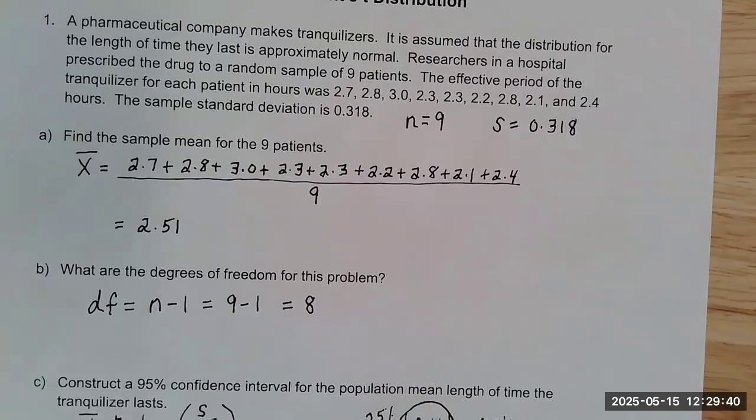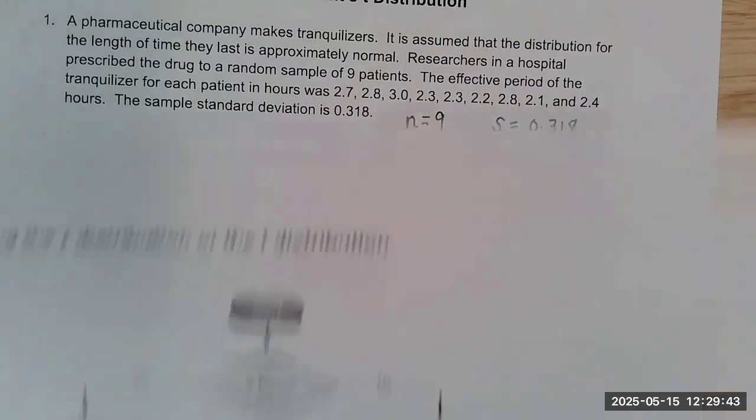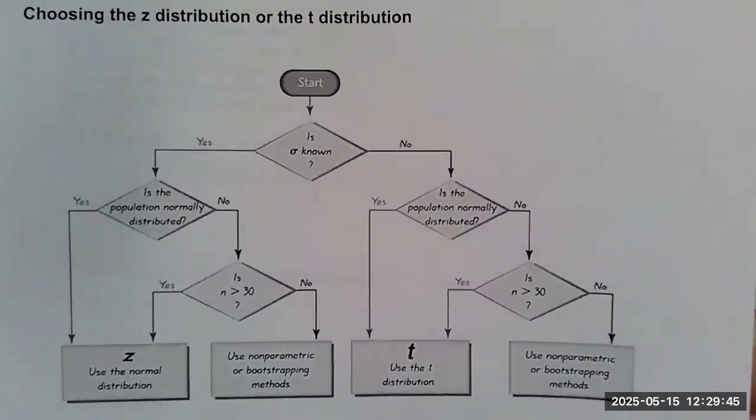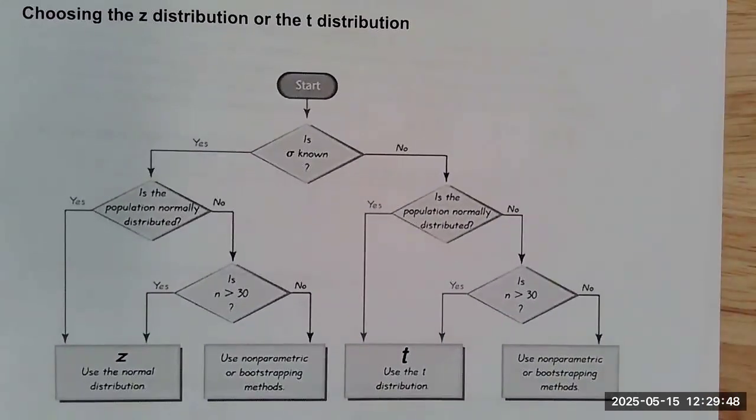So what we're looking at is that chart that we got last time. In the chart, the first thing we're asked is, did we get the population standard deviation? In this problem, we did not get the population standard deviation. We only got the sample standard deviation. If you do get the population standard deviation, you go this way, and ultimately this side ends up on the Z's. If we don't, we end up this way, and ultimately this side usually ends up in the T's.